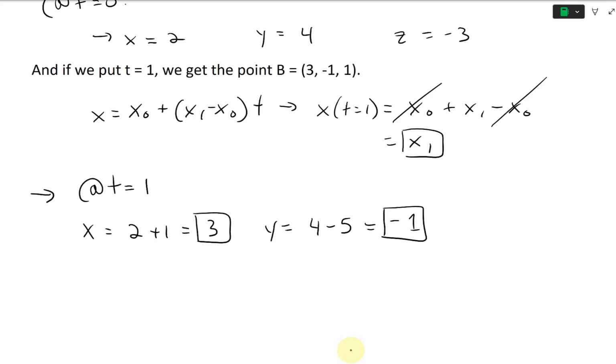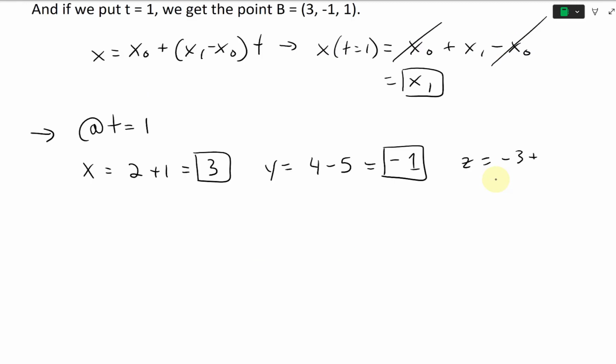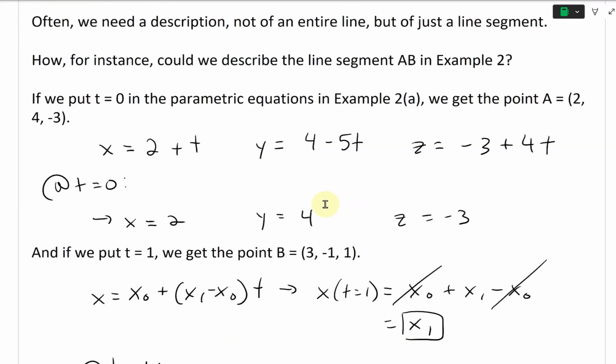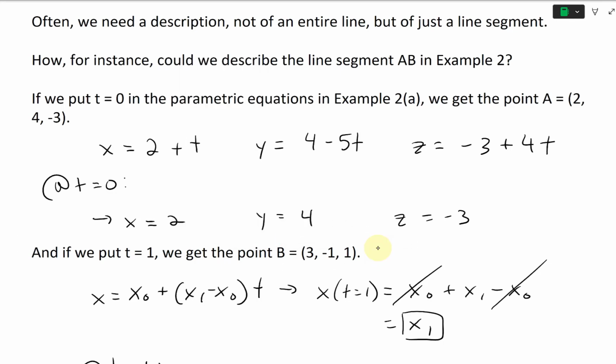And lastly, z is going to be equal to negative 3 plus 4t. So negative 3 plus 4 just equals 1. So 4 minus 3 is 1. So the line segment AB is described by the parametric equation, because again, at t equals 1 it ends up at B, and at t equals 0 it ends up at A.